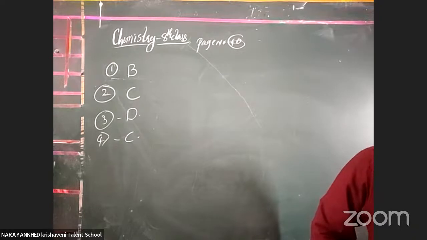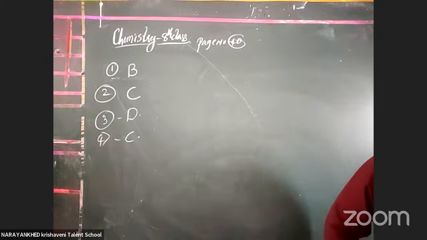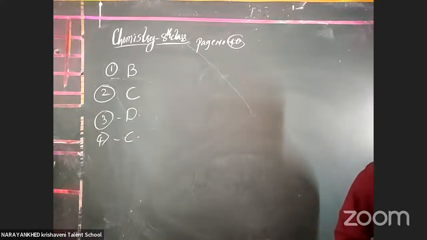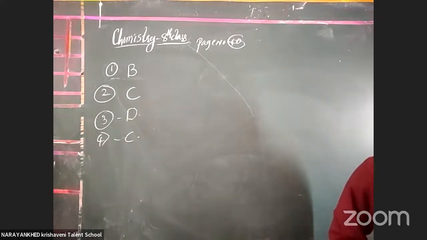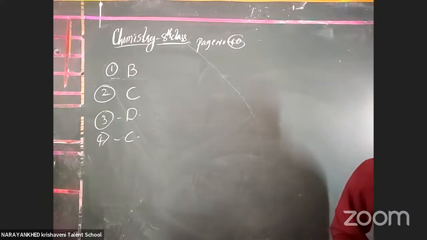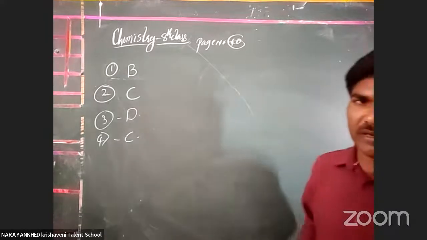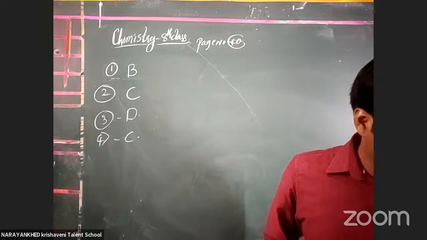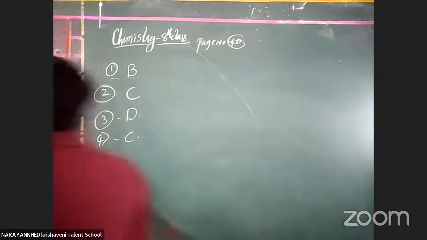The modern periodic law: the physical and chemical properties of the elements are a periodic function of their electronic configuration. That is the modern periodic fundamental law we consider. Clear or not, all the students? That is the answer, electronic configuration. The answer is A. The fifth answer is A.